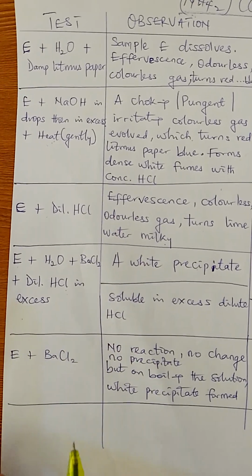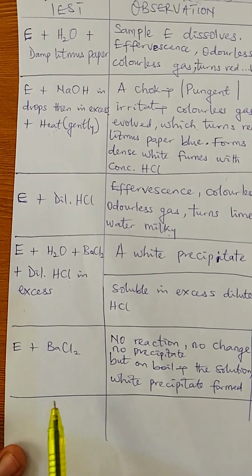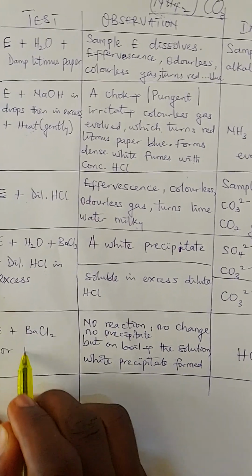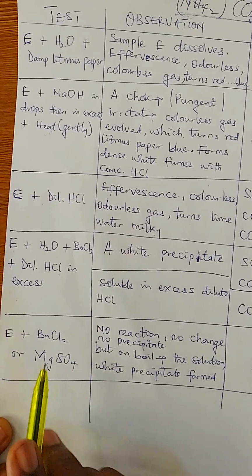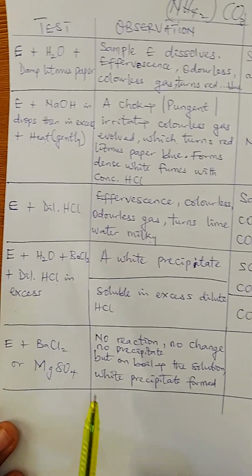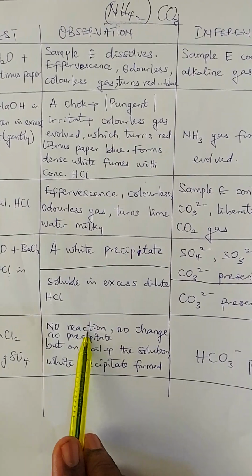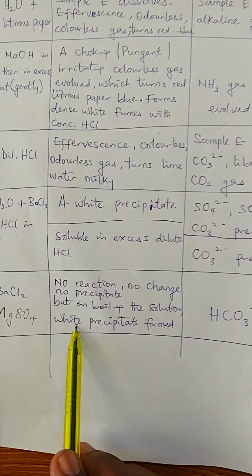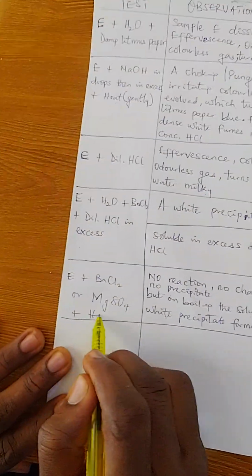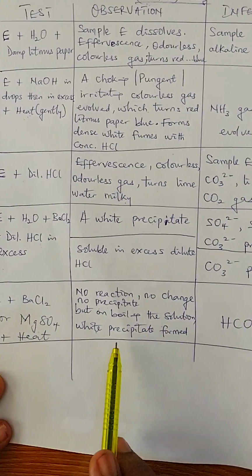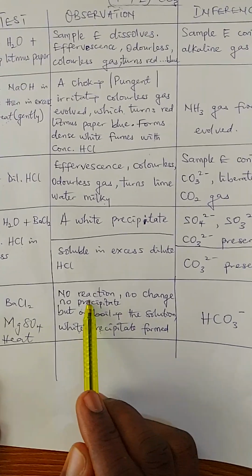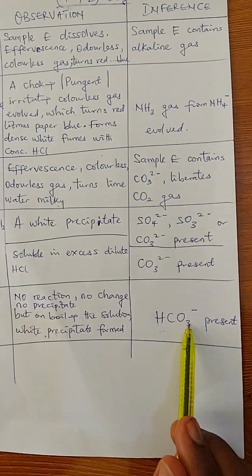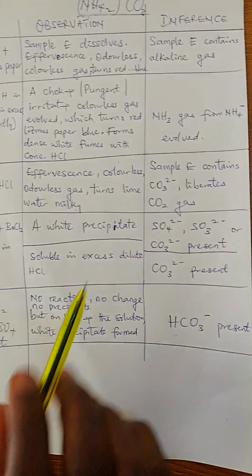Good. Now, another possible question which I think you may be asked is sample plus barium chloride. They may use barium chloride, or they may put magnesium sulfate, whichever. And when you carry it out and there is no reaction, no change, no precipitate, even when you boil the solution, now you observe white precipitate. Should they say plus heat? We don't know how the question will come. Alright, but when you boil it and there's white precipitate formed from no precipitate, that only confirms the presence of HCO3 minus. These are possible questions that will come.